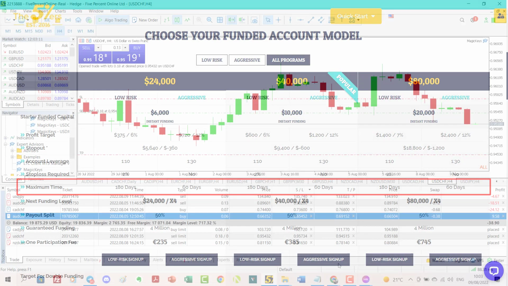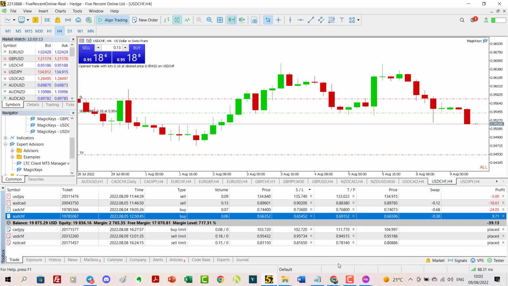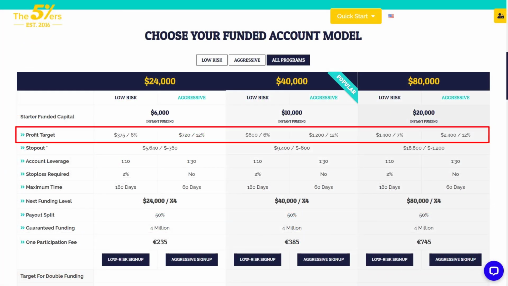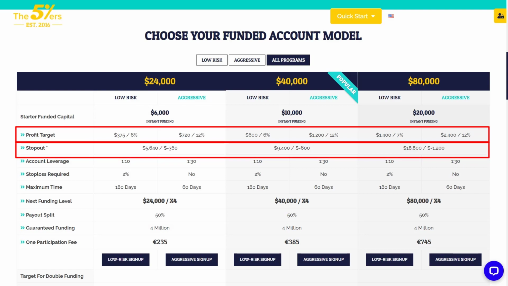The 5%ers also have many other benefits. They don't have any restrictions on news. You can hold overnight and over the weekend. They have achievable profit target goals and also a respectable max drawdown rate on the account.